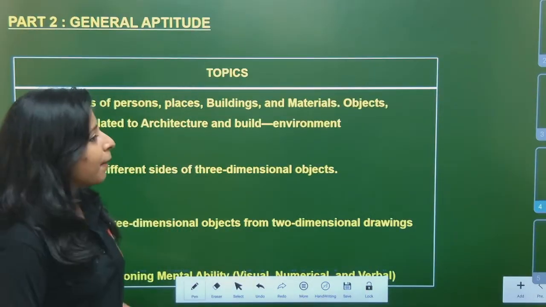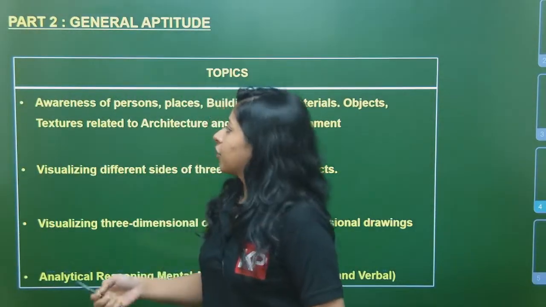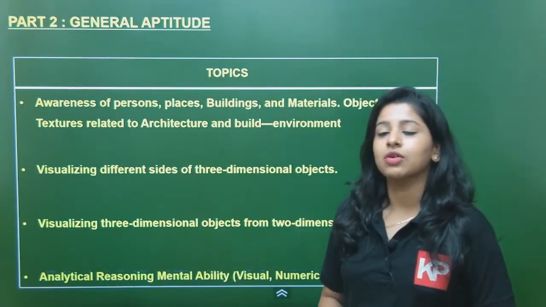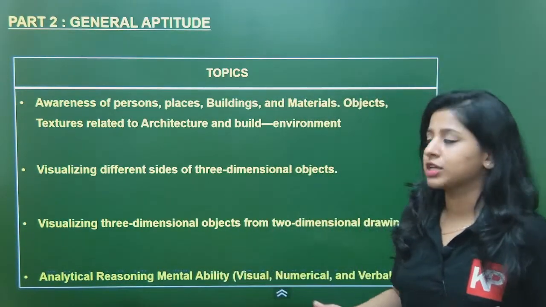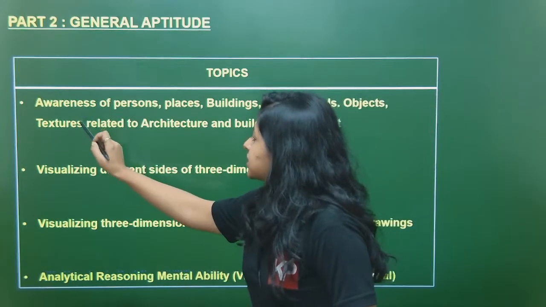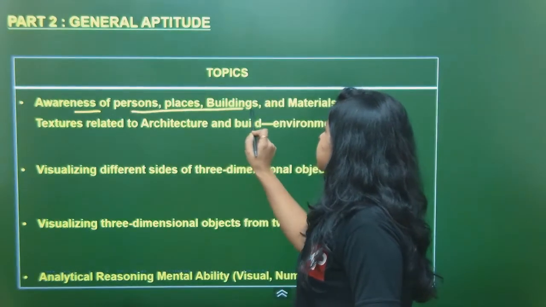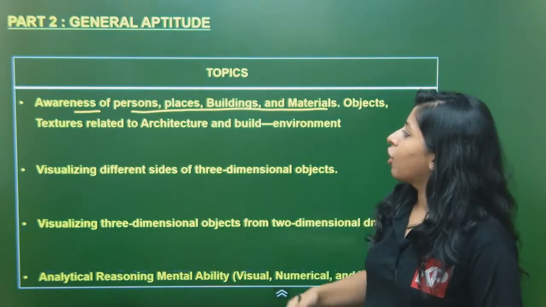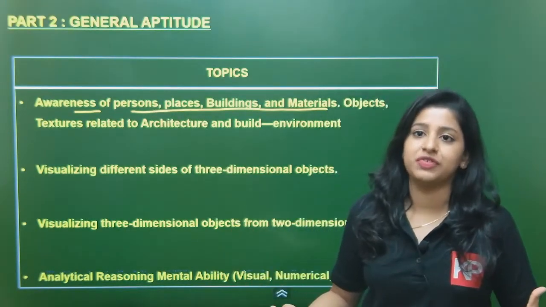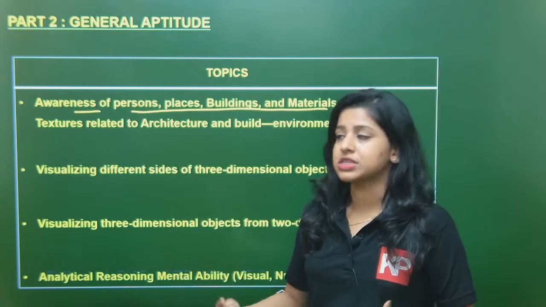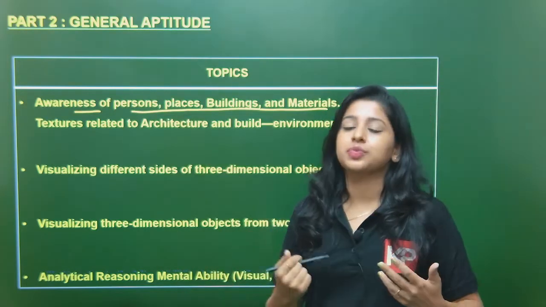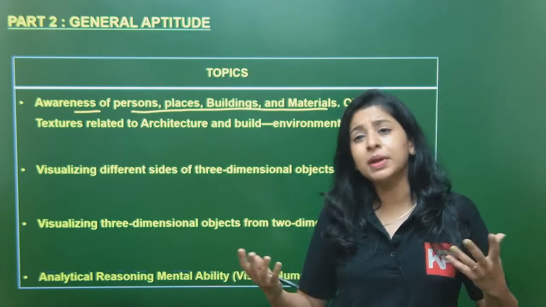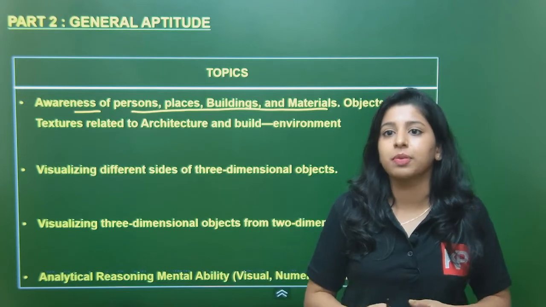So in the general aptitude, the topics are listed down. Let's look into each topic one by one and understand what each topic basically demands from us. First, they say awareness of persons, places, buildings and materials. That means you should be aware of different types of people, that is famous people, architects very specifically, and places around the world, any kind of very important plaza. One of the places can be Central Park, that's in New York.